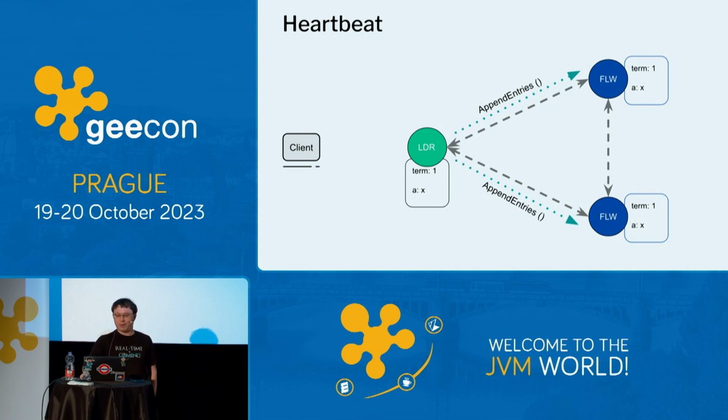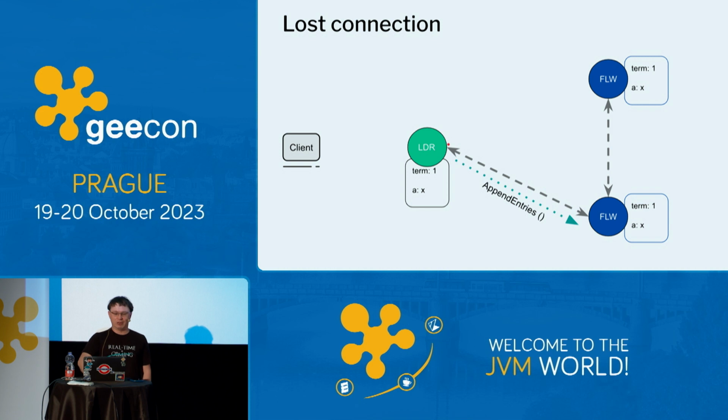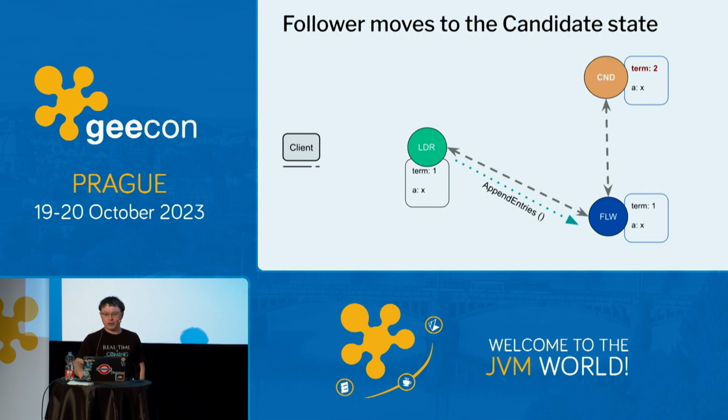And what happens if, for example, we lose connection between the leader and this follower? This means that the leader can't send heartbeats to this follower and can only send heartbeats to the other follower. After a couple of seconds, this follower will detect that there are no heartbeats from the leader, and as designed in the Raft protocol, it should start a new leader election.